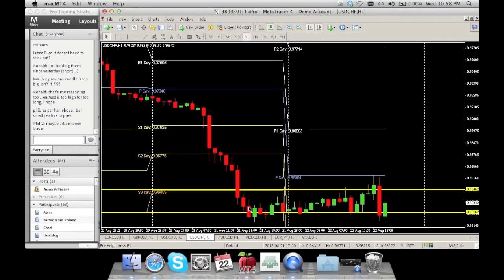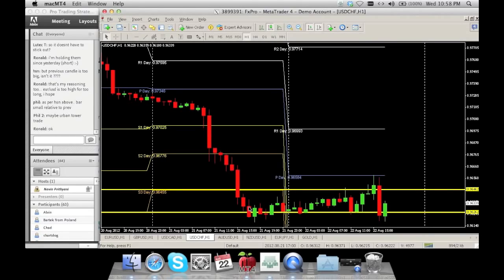Phil 2 says maybe urban tower trade. Yes, usually at times like this, you'll get a lot of trades from urban tower strategy. Okay, as per HS and above, bar small relative to previous. Okay. I'm holding them short since yesterday. Oh, ouch.